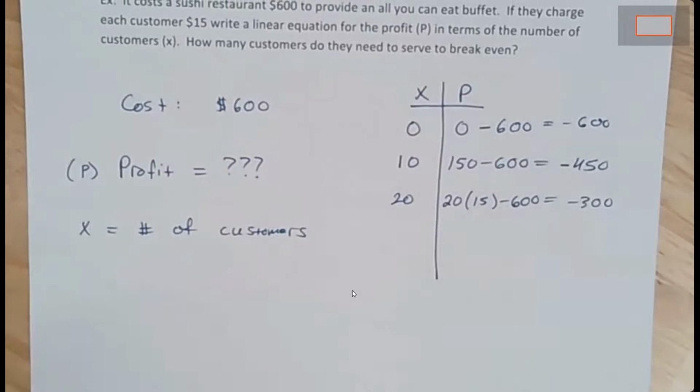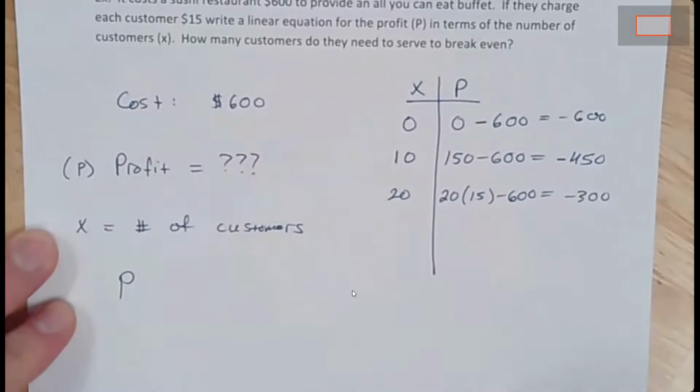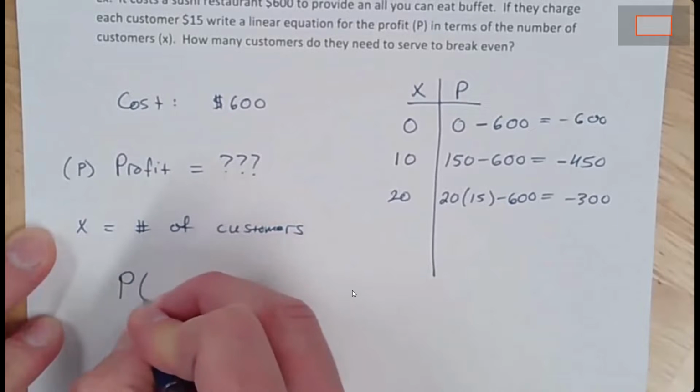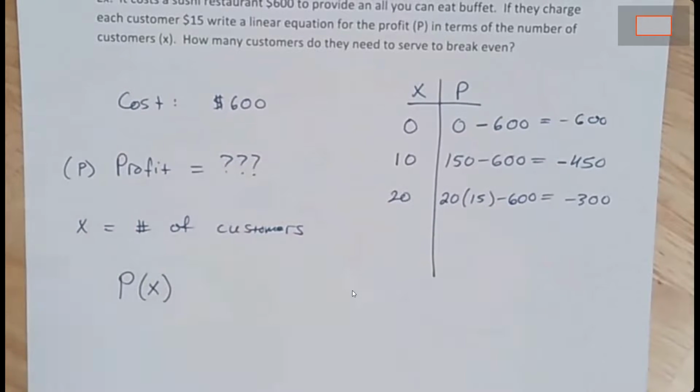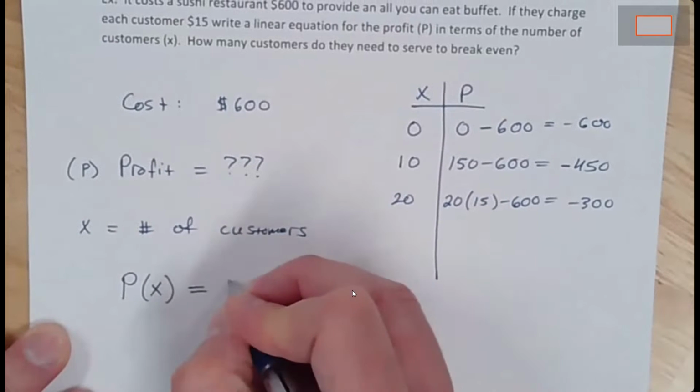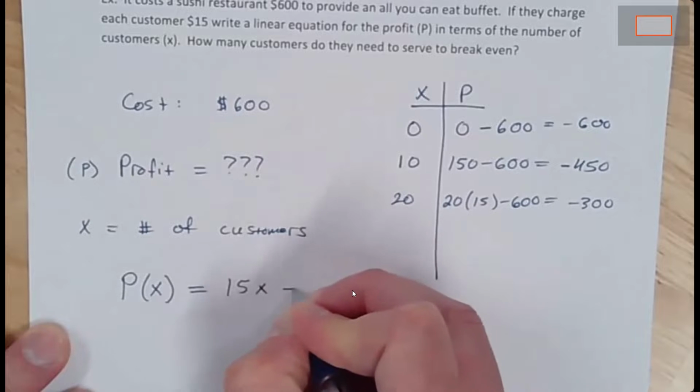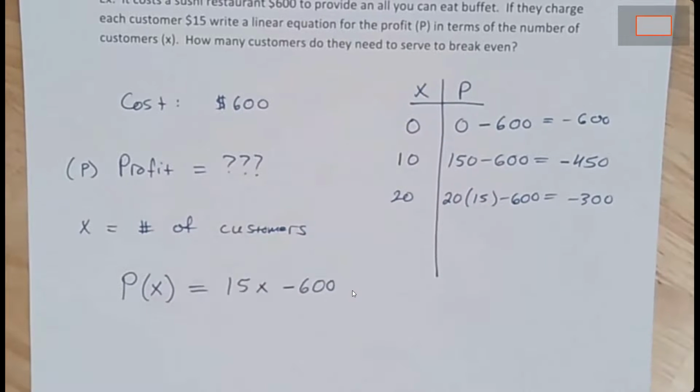But I think after a couple steps, you start to see the pattern or the idea for how we're actually going to write the function. Because what we're doing is we're taking the number of people, multiplying it by 15, right? That's how many dollars they're bringing in, and subtracting off the cost. So it looks like you could write the function for profit, P, or as I would encourage you to write it, P of X, right? Because profit is a function of the number of customers. It's going to be 15 times X minus 600.